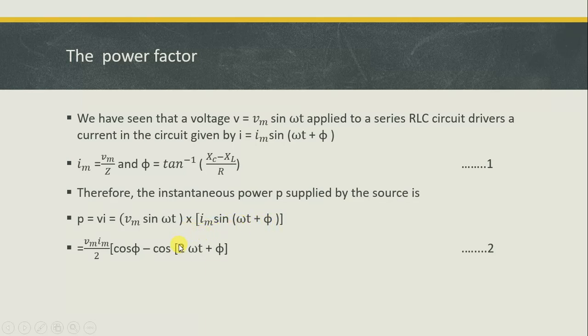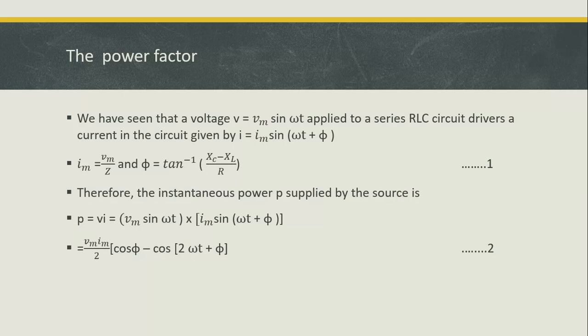And also for cos(A plus B), here A is omega t and this is our B, so A plus B means 2 omega t plus phi. So it gives us cos(2 omega t plus phi). Okay, so these are our values.